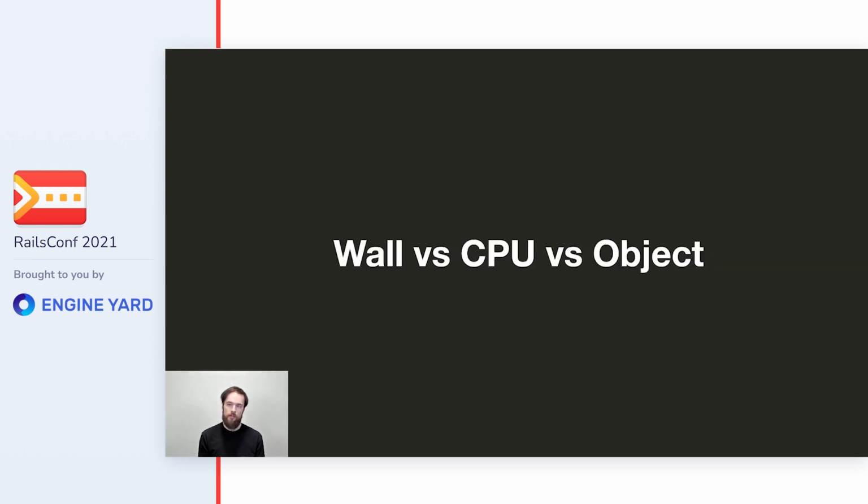As for what stackprof measures while taking snapshots, this is where the different profiling modes come in. The three modes are wall, CPU, and object. Wall time is time as you and I know it. You can think of a wall clock. Wall time is the default profiling mode that you'll want to use 90% of the time.